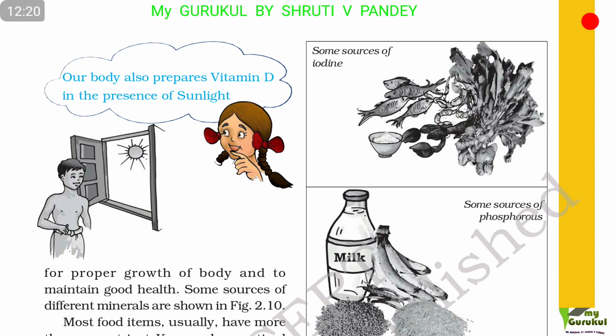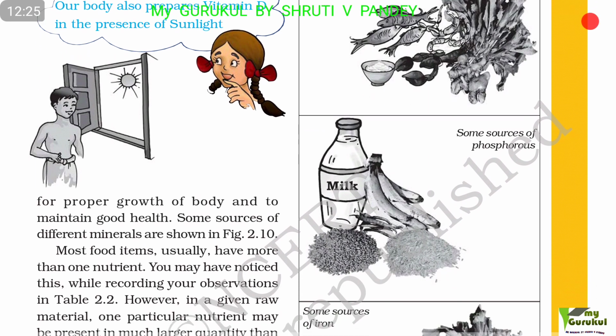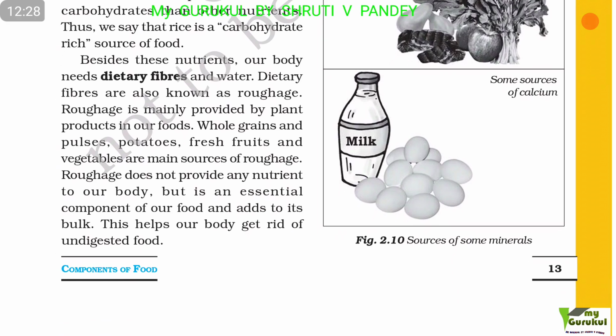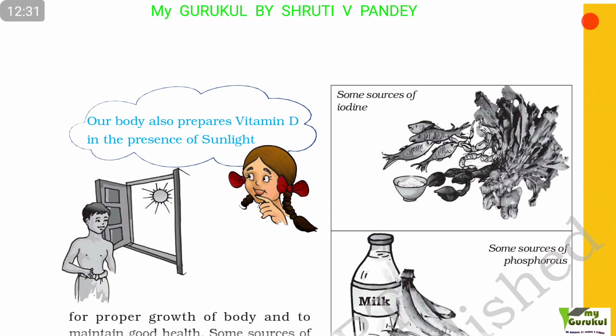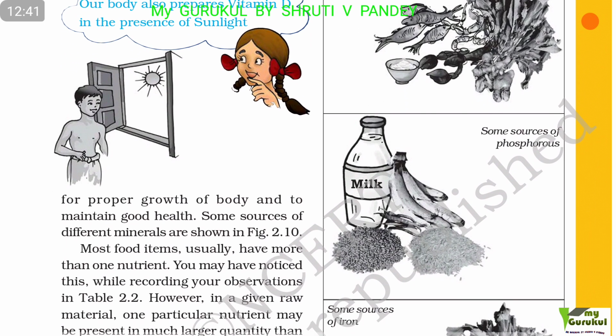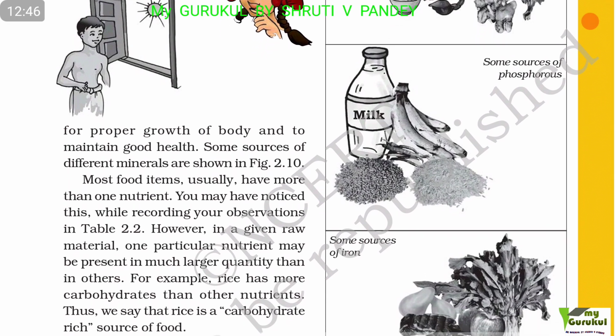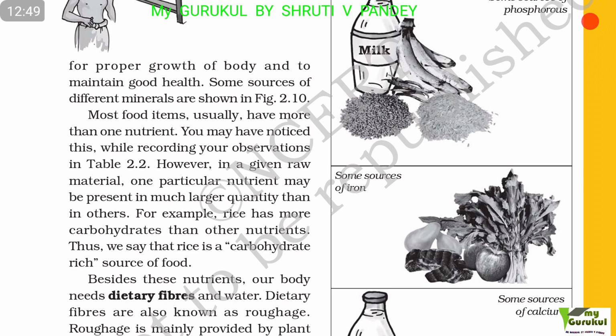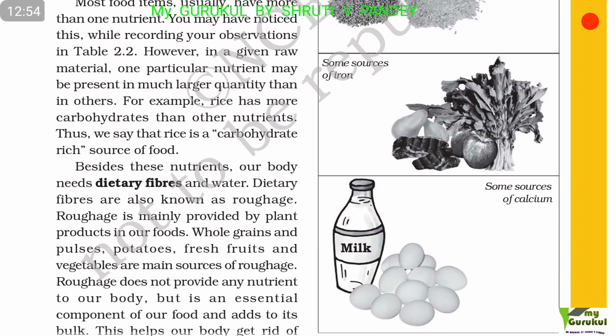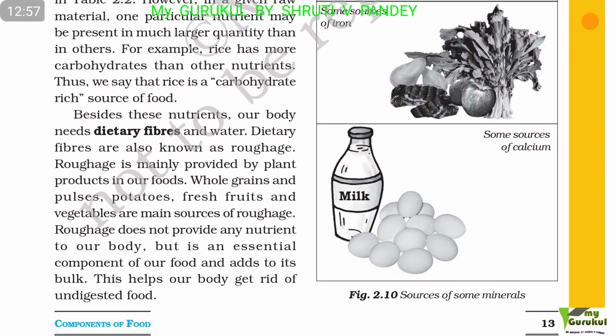Some sources of different minerals are shown in figure 2.10. See children, these pictures, green and leafy vegetables, fish, these are the source of iodine. Some source of phosphorus, milk, banana, cereals, chilies, and here spinach, apple. Some fruits are the source of iron. Source of calcium is milk and egg.